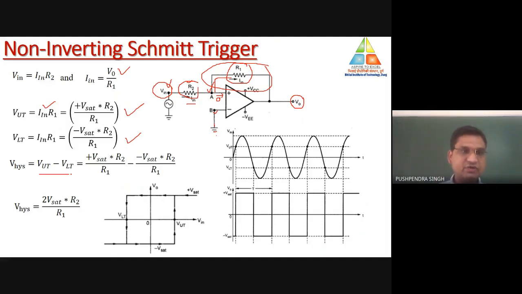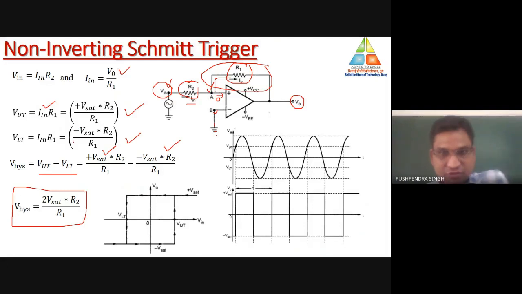Similarly, the hysteresis voltage is the difference of the upper triggering point and the lower triggering point. The upper triggering point is plus Vsat into R2 by R1, and the lower triggering point is minus Vsat into R2 divided by R1. So the value of hysteresis voltage is twice Vsat into R2 divided by R1. So these are the calculations of the inverting Schmitt trigger circuit and the non-inverting Schmitt trigger circuit.